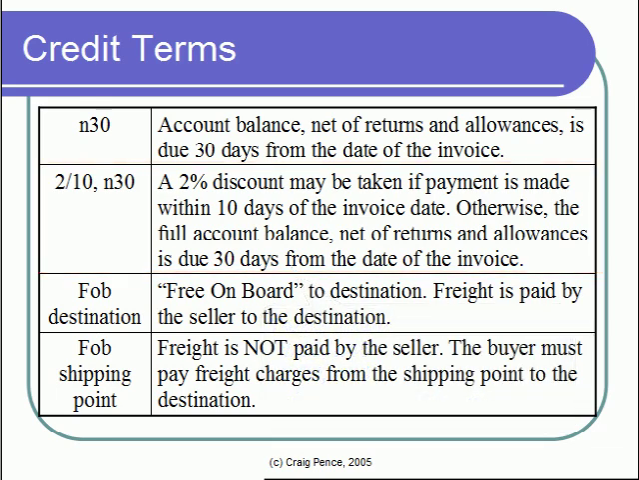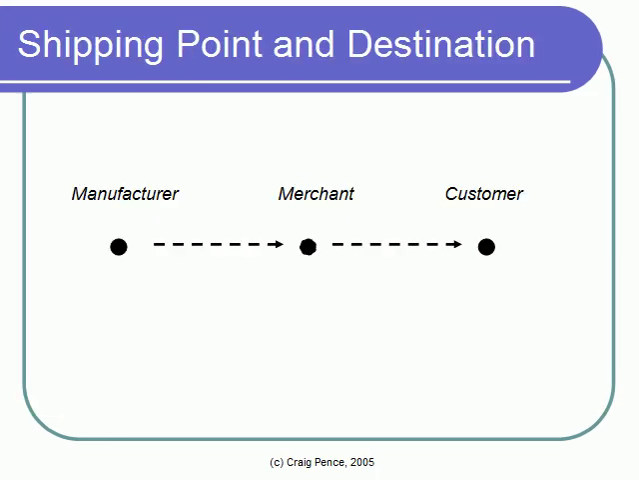Terms might also be anything else that the buyer and seller agree to. FOB refers to freight charges, and it stands for either free on board or freight on board. FOB destination means that freight is paid by the seller to the buyer's destination. FOB shipping point means that freight is not paid by the seller. The goods are loaded, but then the buyer is responsible for paying the freight charges to destination.